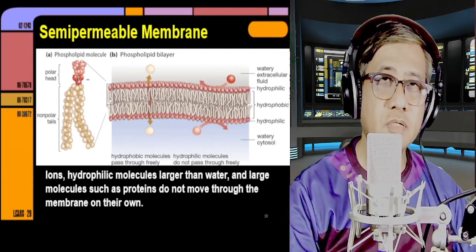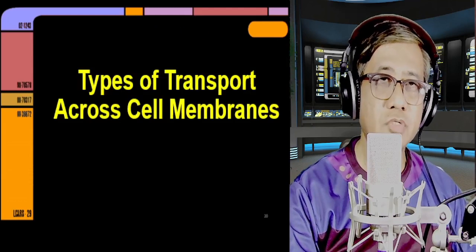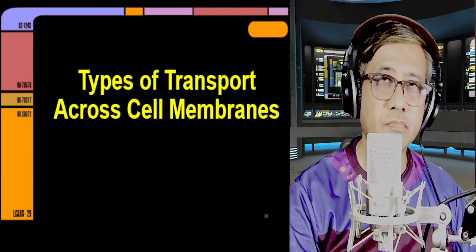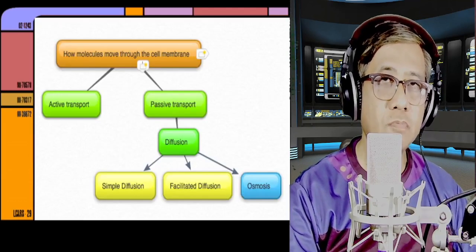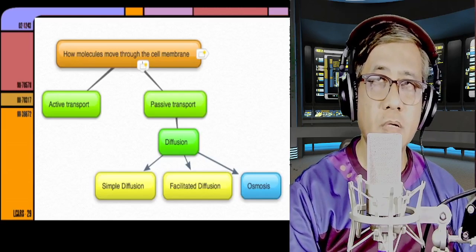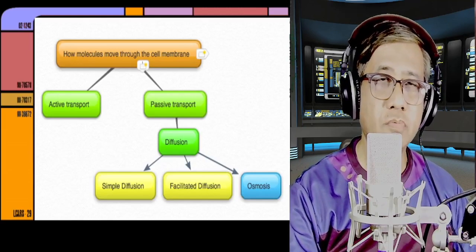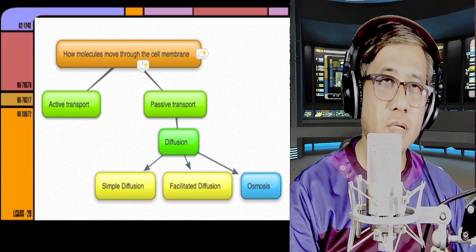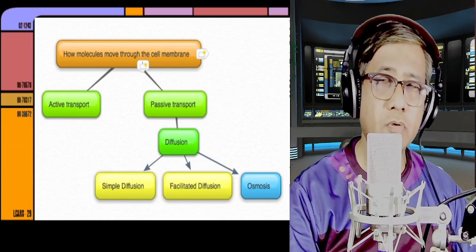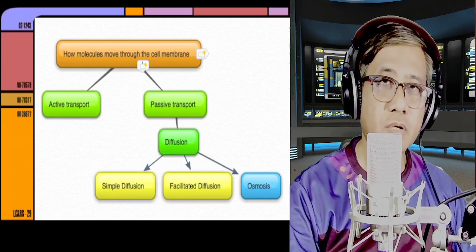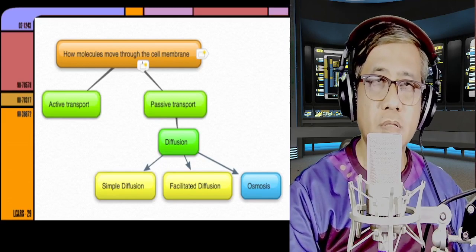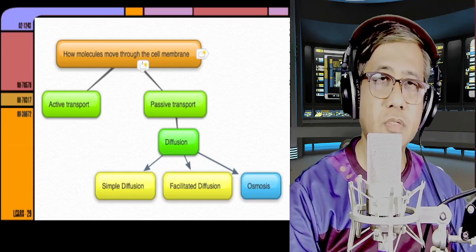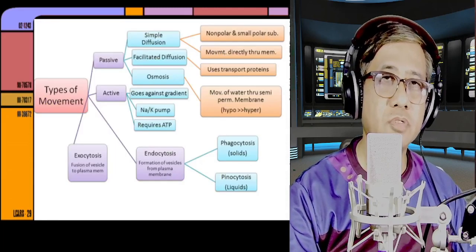Now at this point, let us study the types of transport across the plasma membrane. Molecules move through the cell membrane by the following mechanisms. We have passive transport of molecules across the cell membrane and active transport. Also we have what we call bulk transport of molecules. Under passive transport, we have diffusion. Under diffusion, we have osmosis, facilitated diffusion, and simple diffusion.